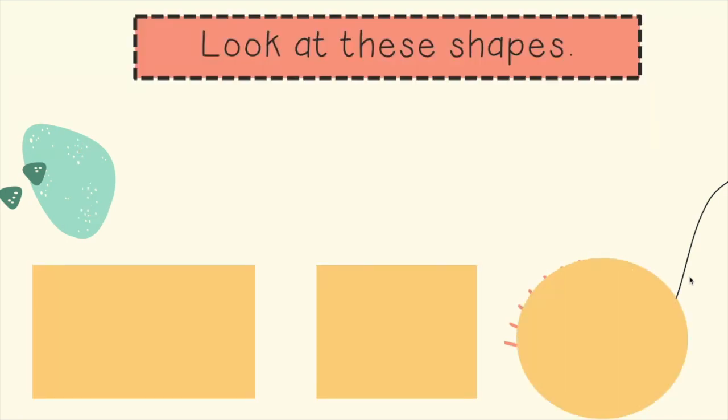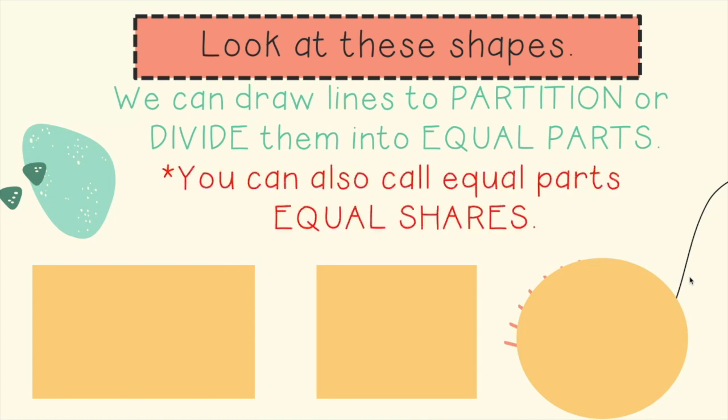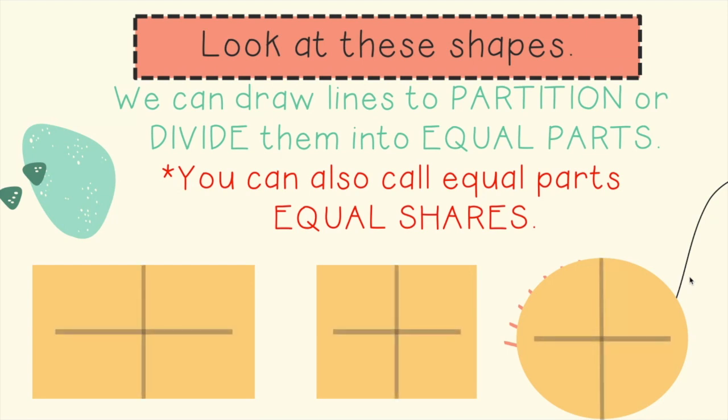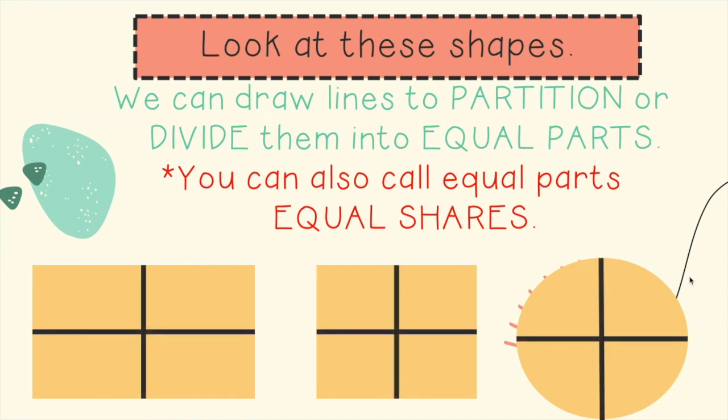So look at these shapes again. We have a rectangle, a square, and a circle. We can draw lines to partition or divide them into equal parts. You can also call equal parts equal shares, which is the word that you'll be seeing in your assignment today. But I'll be using the words equal parts because that's the word that we've been using to describe when we divide shapes. So here I drew lines, and as you can see, I took the whole shape, which was a rectangle, a square, and a circle, and then we drew lines to create equal parts or equal shares.